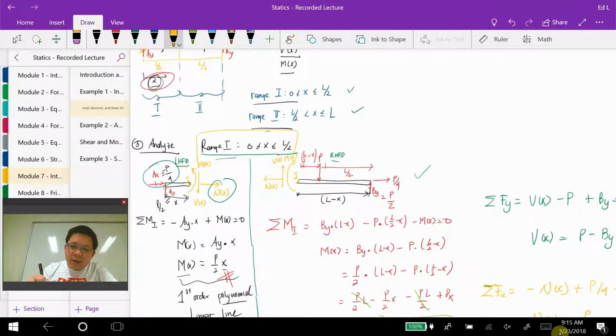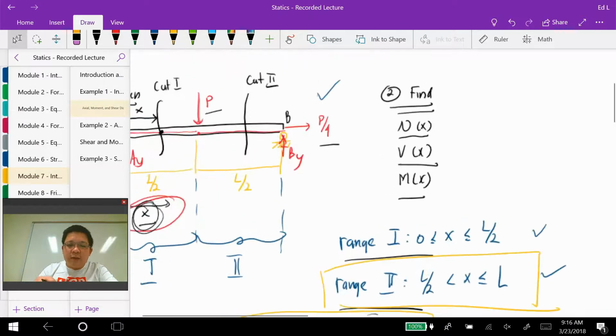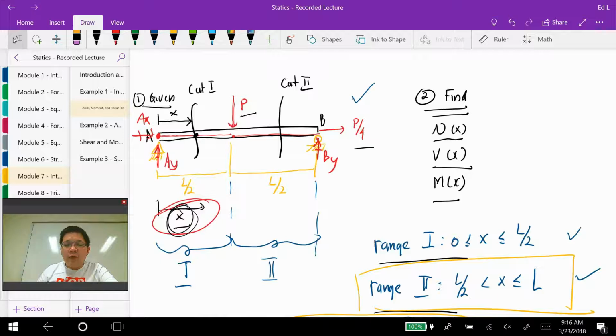Right now we are going to continue with the second range, where x is defined from L over 2 to L. To calculate the equations in the second range, we have to make a cut somewhere in the second range.